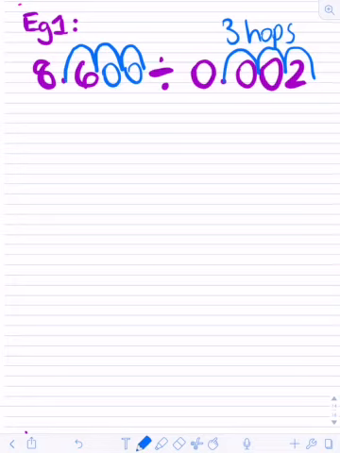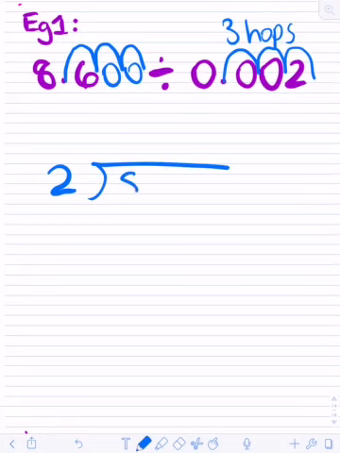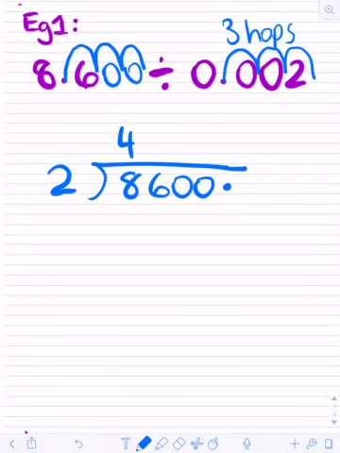So let's write that now. How many times does 2 go into 8,600? Very important to put the decimal place there at the end. 2 goes into 8, 4 times. 2 goes into 6, 3 times. 2 goes into 0, none, none. And the decimal place moves up there.